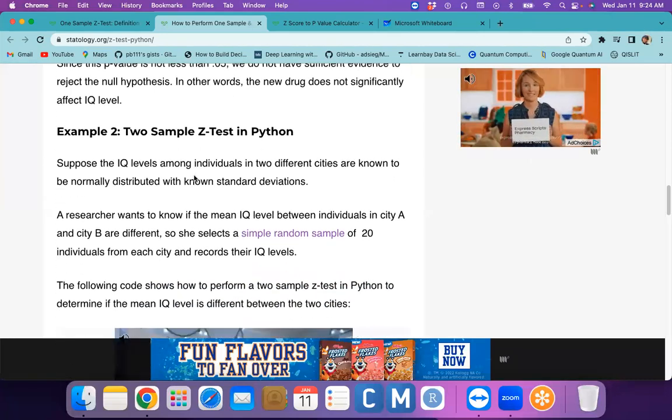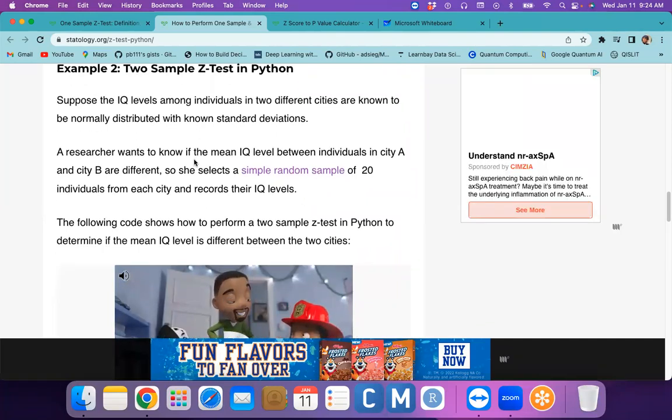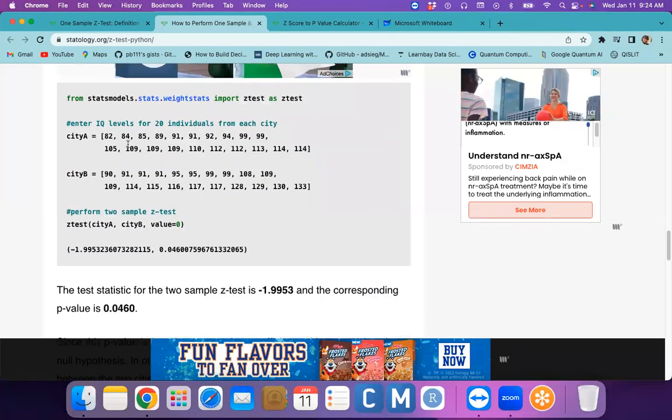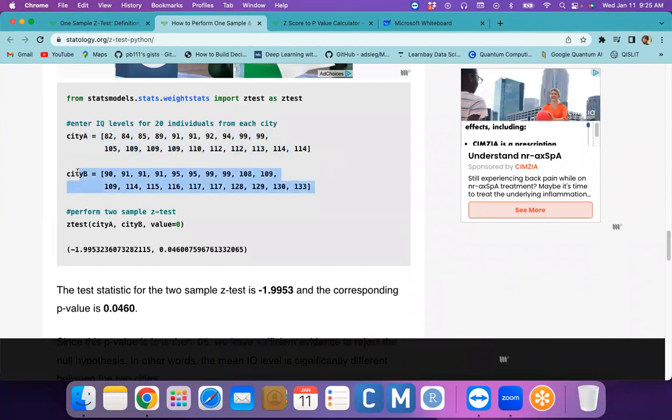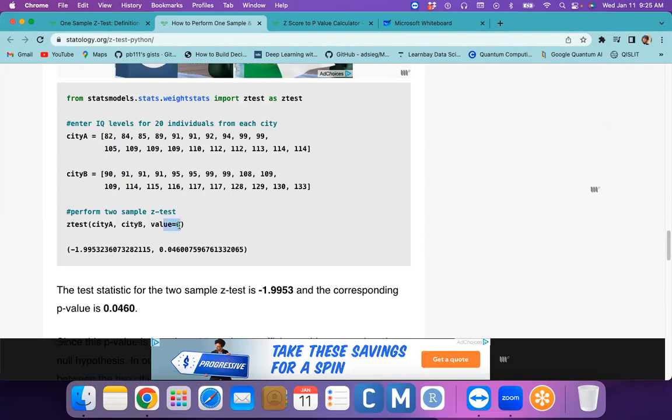Now a two sample Z test. In the sense that maybe you have two different drugs, or the same drug, and whether it has an effect on city 1 and city 2. So you have information of 20 people in one city and 20 people in another city. Here, are the IQ values of city 1 and city 2 the same or not? This time you're comparing for equality, so that value is equal to 0.